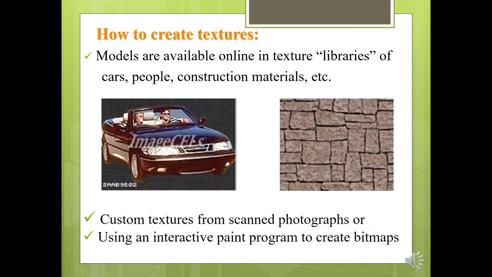So how to create textures? Textures are available online in texture libraries of, for example, cars, people, construction materials, and so on. So you can find available textures online in the libraries, or you can get the texture from your own scanned photograph. You can scan the photograph and have that as a custom texture, or you can use an interactive paint program to create a bitmap of that texture.